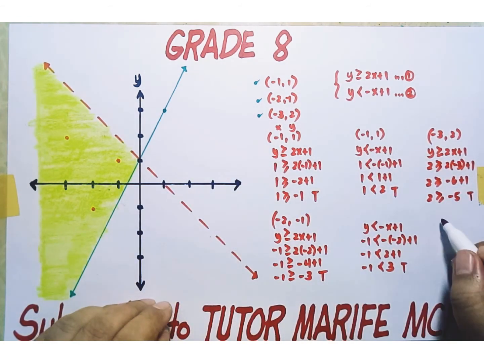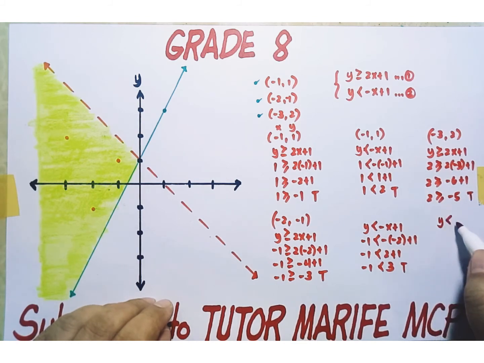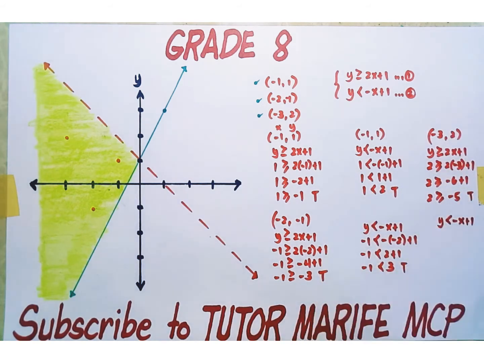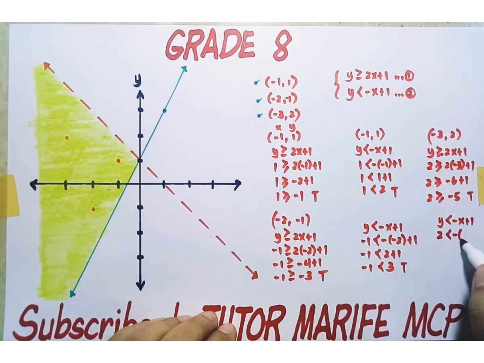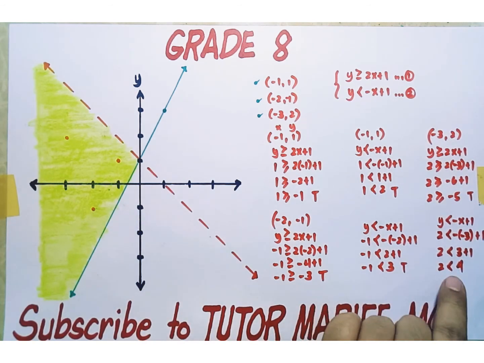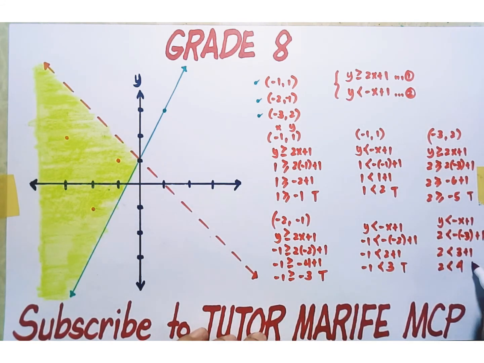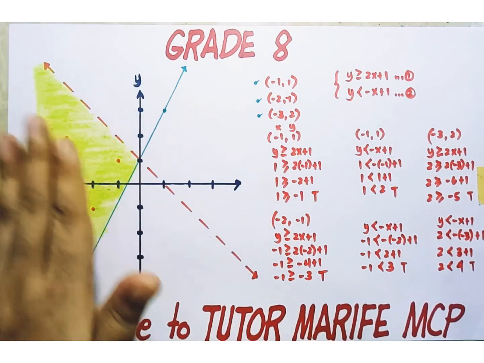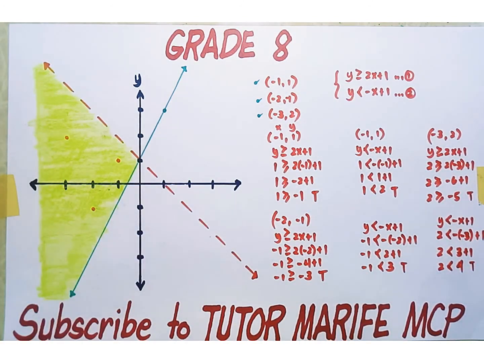Let's test the second inequality. y less than negative x plus 1. Plug negative 3 into x, plug 2 into y. 2 less than negative 3 plus 1. 2 less than 3 plus 1. 2 less than 4. 4 is larger than 2. The open side of the inequality sign faces the larger number. Therefore, this is a true statement. Again, we both have true statements. Therefore, the third point really belongs to the solution set of the given system.